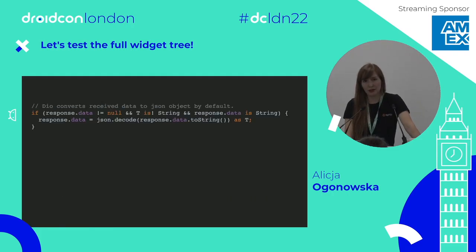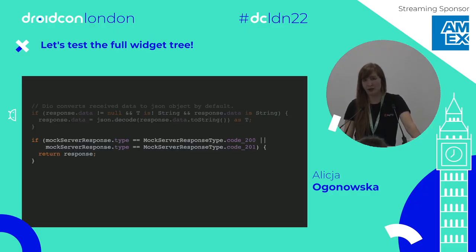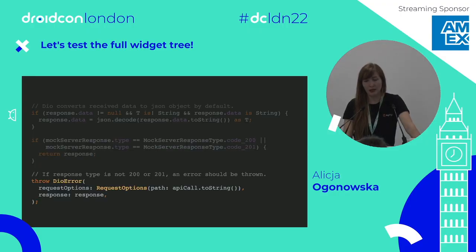And in my case, I'm using DIO. So DIO automatically converts the received data to JSON. So I also need to do that because my app is expecting this. And if it's a successful response, then I'll just return the response. And if not, then I will throw a DIO error.